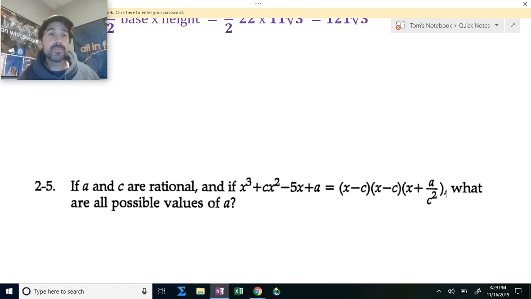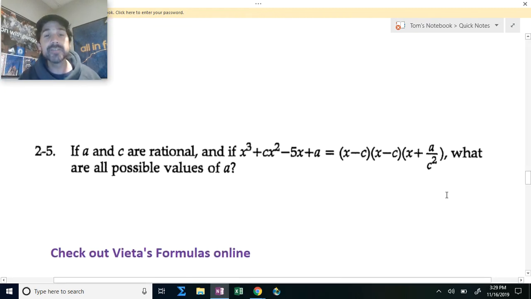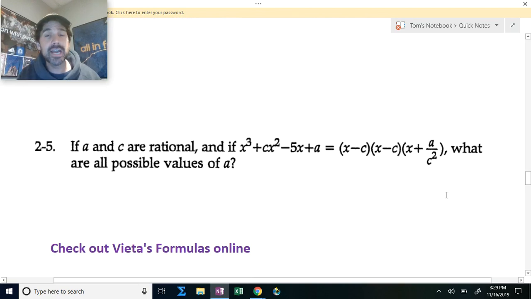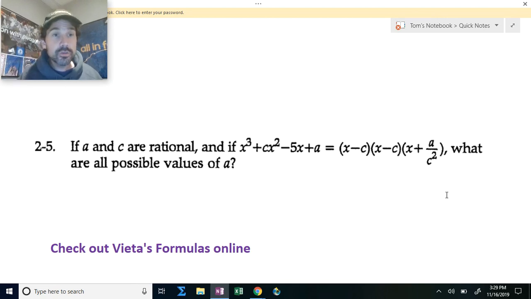So you could use this technique called Vieta's formula, but you might not know Vieta's. I highly recommend looking it up online if you're not familiar with these, because they do come up a bunch in math competitions. But if you're not familiar with these, you can also use your calculator.